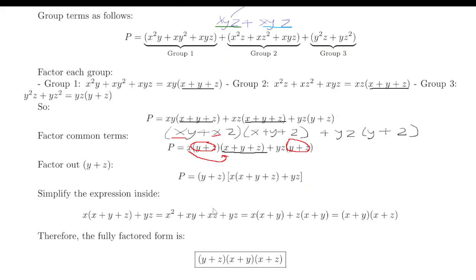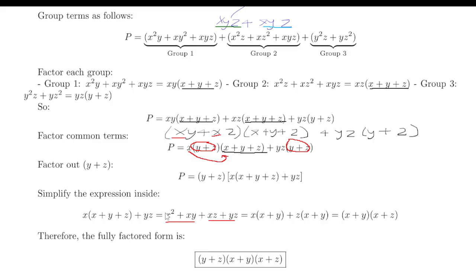And now we can simplify the expression inside. So we have x times x plus y plus z plus yz. We distribute the x to get x squared plus xy plus xz, and then we're going to add yz. And here we're going to do another grouping. So let's focus on these first two terms and then these last two terms.